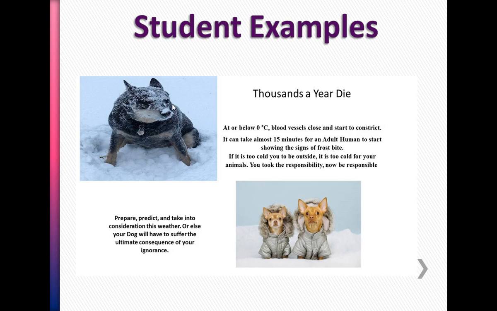And the other way that it's getting lost is because there's all this different text, and you really want to keep it simple. So, maybe the student should have just had thousands a year die, and then something simple, like if it is too cold for you to be outside, it is too cold for your animals. So just that sentence would have been just fine in one of these images to get the idea across.